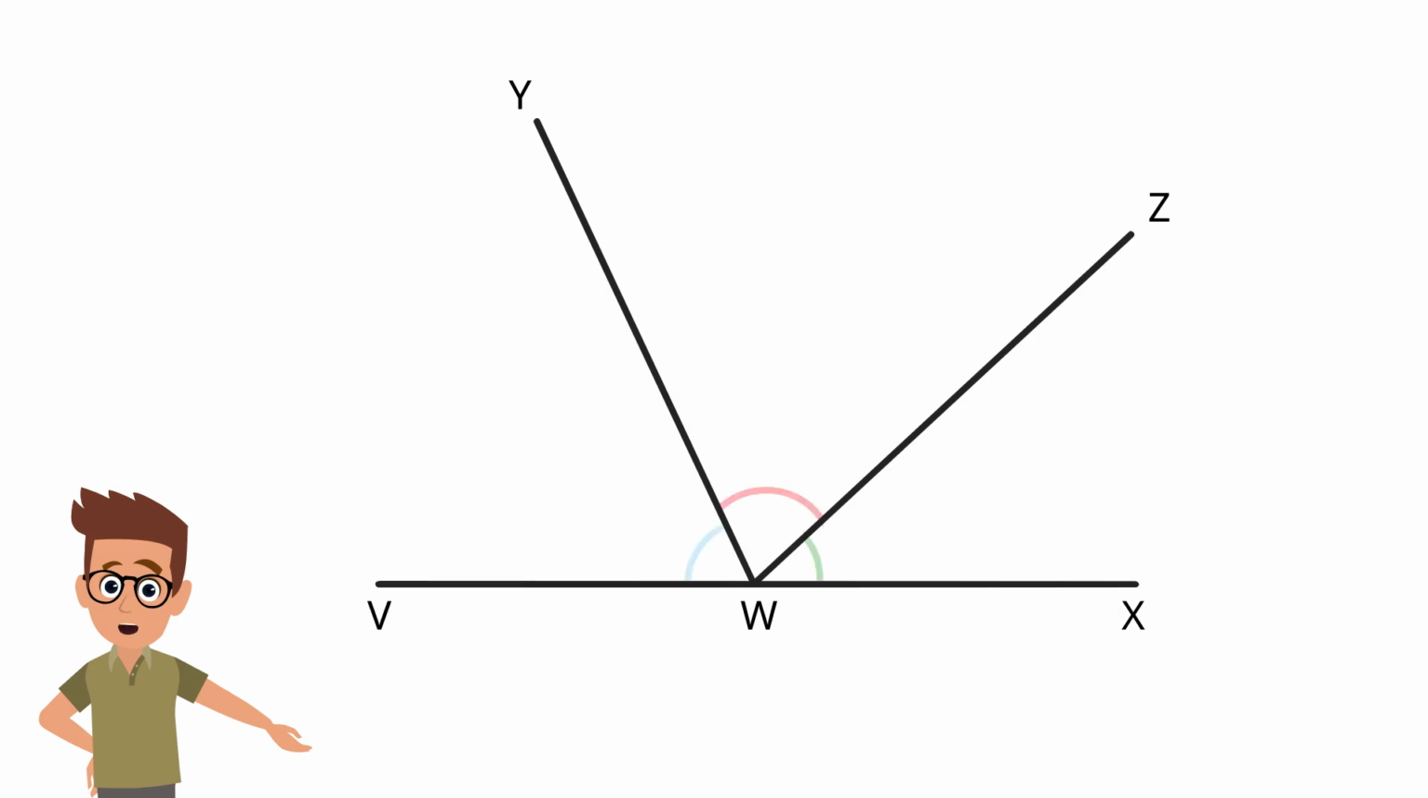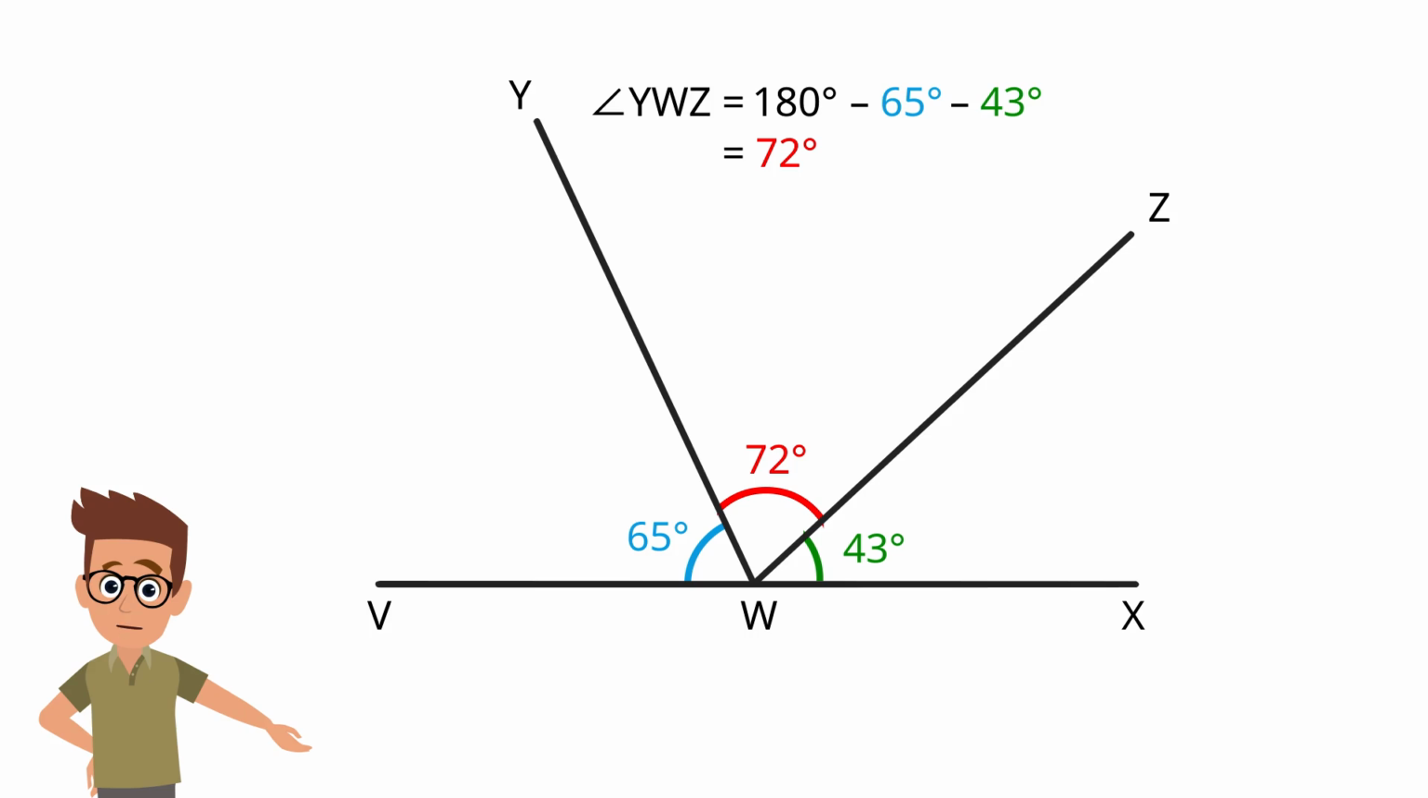Now, let us look at the three angles shown. If angle VWY is 65 degrees and angle XWZ is 43 degrees, what is angle YWZ? Pause and discuss with your friends. Since these three angles are supplementary angles that lie on a straight line, they also add up to 180 degrees. So, angle YWZ is 180 degrees minus 65 degrees minus 43 degrees equals 72 degrees. Did you get that right?